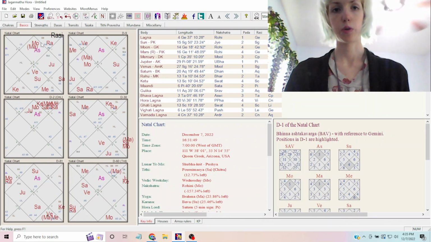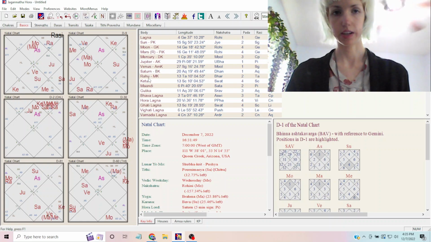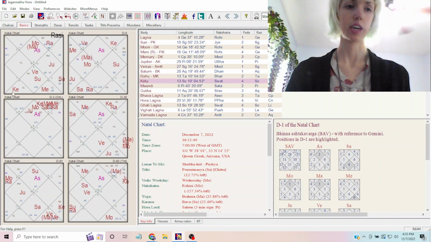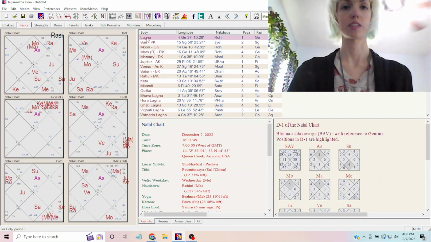So M-O, Moon. M-A, Mars. R-A, Rahu. J-U, Jupiter. S-A, Saturn. M-E, Mercury. V-E, Venus. S-U, Sun. K-E, Ketu. You can see them on the side here. If it's K-E, it's Ketu. It says Lagna, that's the same as AS, ascendant.